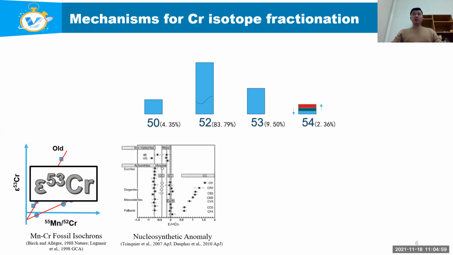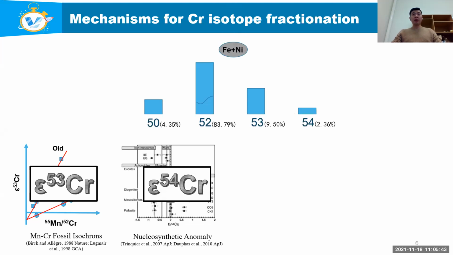Then 54 chromium is a nucleosynthetic or anomalous isotope. This figure shows the solar system materials, which have variable epsilon 54 chromium values. For example, the carbonaceous chondrites have positive values, Earth, enstatite chondrites, and the Moon have zero values, and ordinary chondrites and other differentiated meteorites have negative epsilon 54 chromium values. Here we use epsilon 54 chromium to represent the nucleosynthetic anomalies.